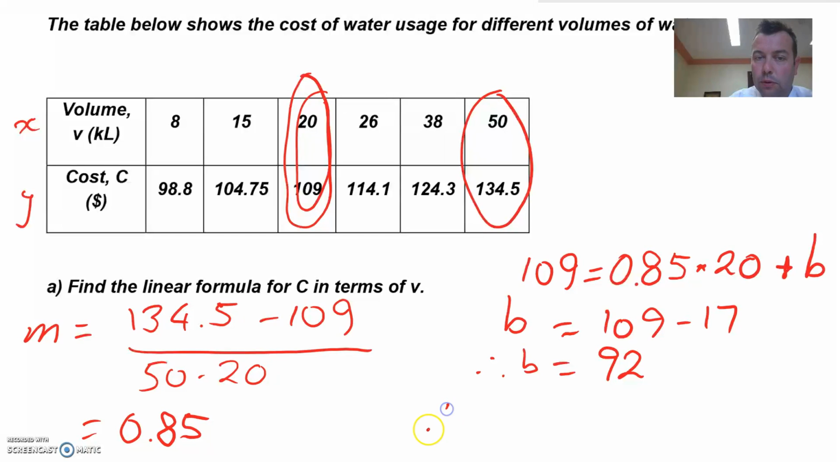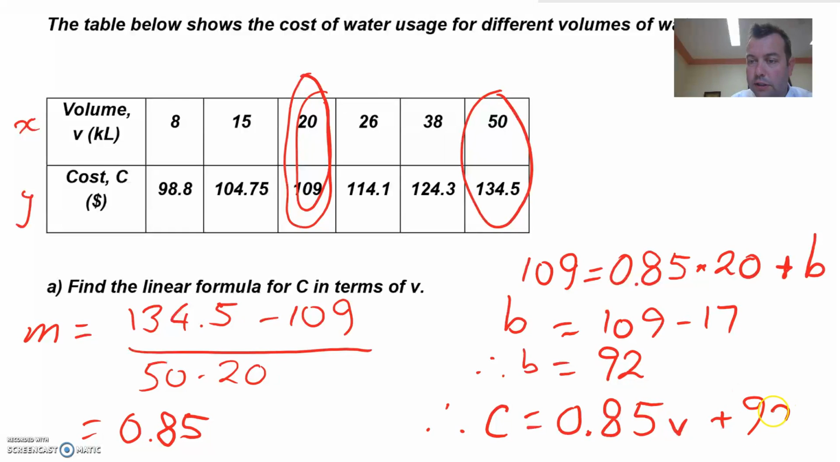Therefore, my cost equals 0.85 times the volume plus 92. We can confirm that's correct by substituting any other values in if you like, but we should be happy enough with the working. It's a modelling situation.